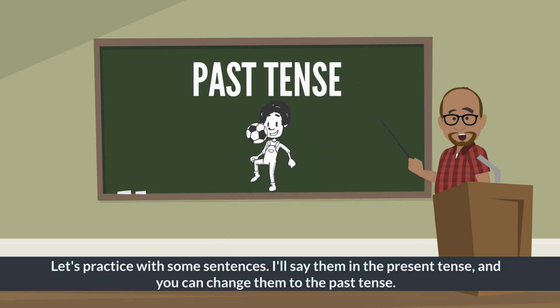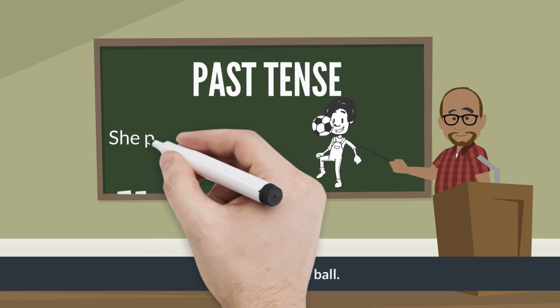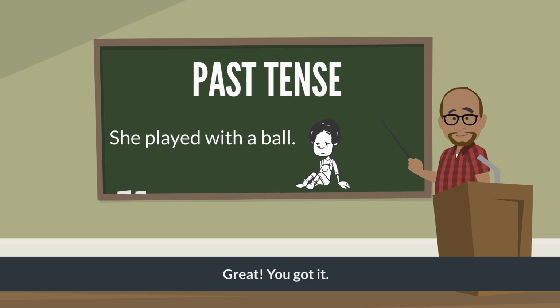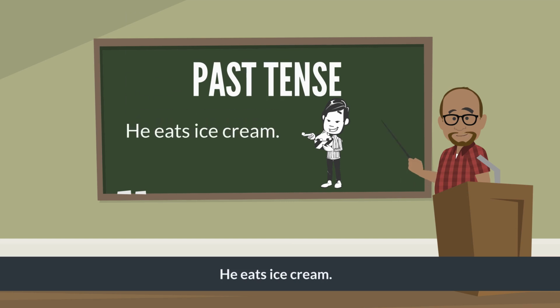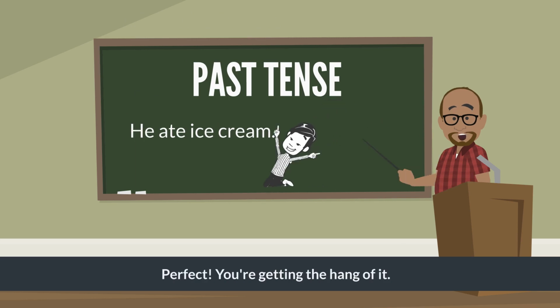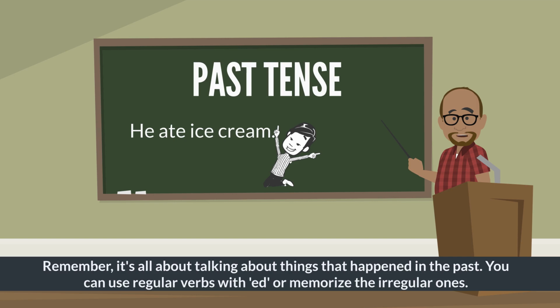Let's practice with some sentences. I'll say them in the present tense, and you can change them to the past tense. She plays with a ball. Great, you got it. He eats ice cream. Perfect. You are getting the hang of it. Remember, it's all about talking about things that happened in the past. You can use regular verbs with ed or memorize the irregular ones.